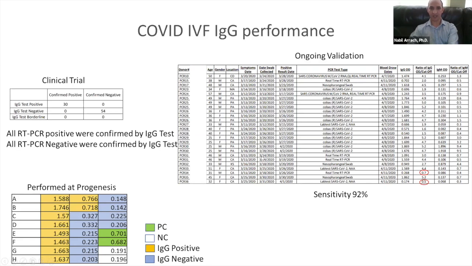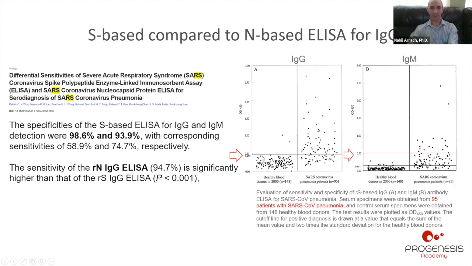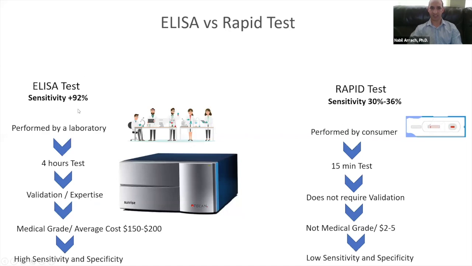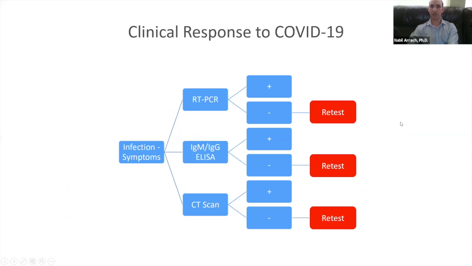I don't know how much time I have, and I don't want to take too much time from this presentation, but quickly, if you compare the rapid test and the ELISA test, ELISA is at 92% sensitivity, while the rapid test is 30 to 36%. And when you are screening your patients, for example, if that patient is negative by RT-PCR, you can retest. If they are negative by IgG or IgM, you can retest. You can also test simultaneously for IgG and RT-PCR.